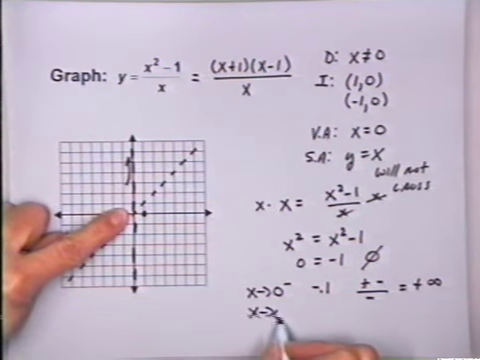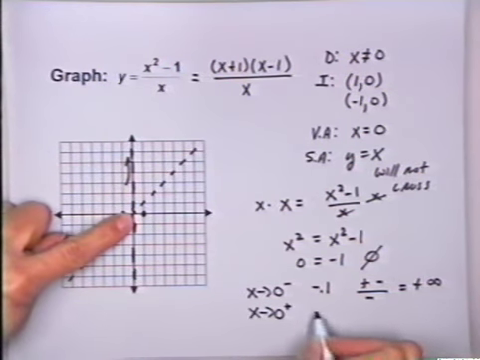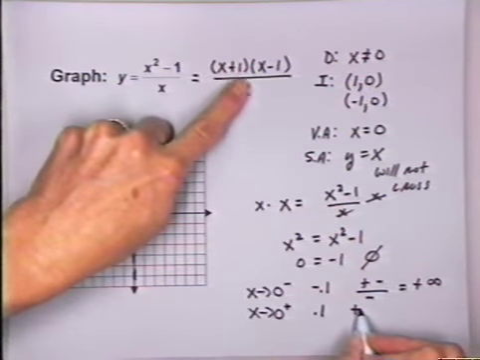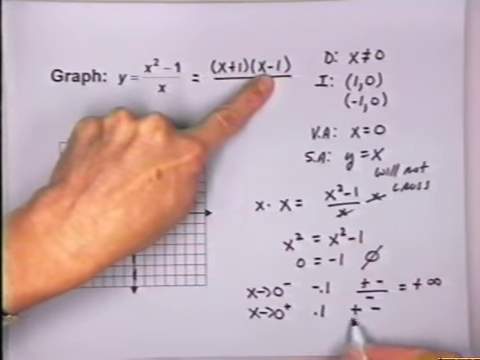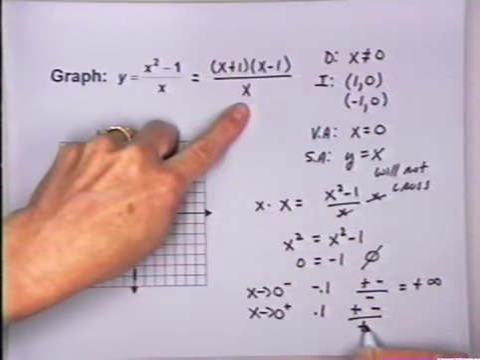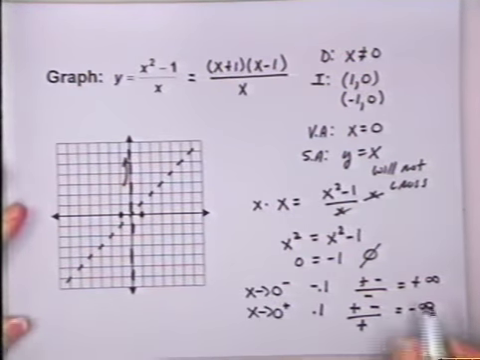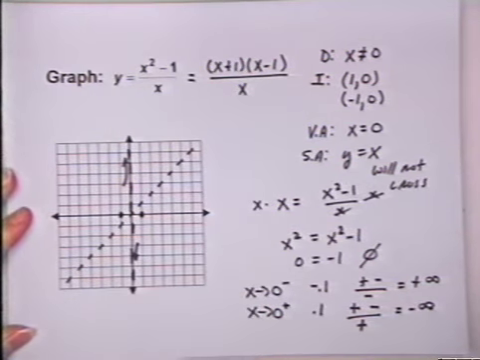Let's approach 0 from the right. We could choose positive 0.1. 0.1 plus 1 is positive. 0.1 minus 1 is negative. 0.1 is positive. So this, notice, is giving us a negative infinity. So on this side, we're coming down.